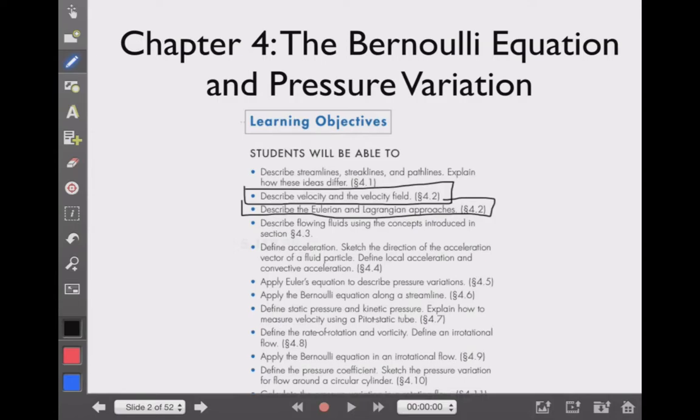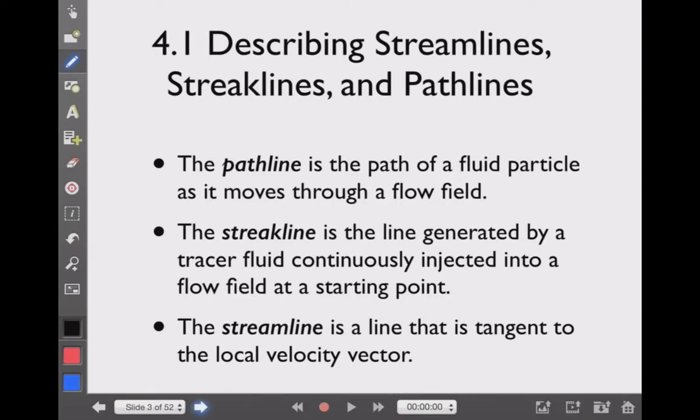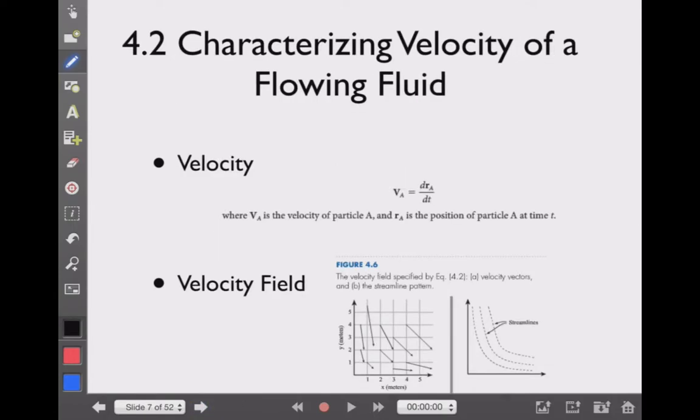And in one case, in the Lagrangian approach, we'll be specifying the velocity of a particle. We'll be following along a particle and specifying the velocity. However, in the Eulerian approach, we'll be describing the velocity field of a fluid. So let's skip through section 1 and get to section 2.